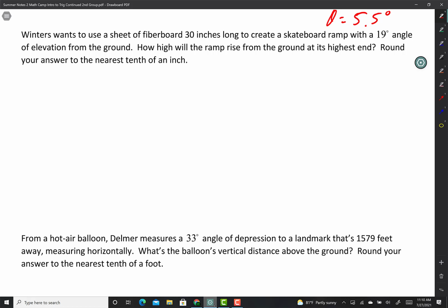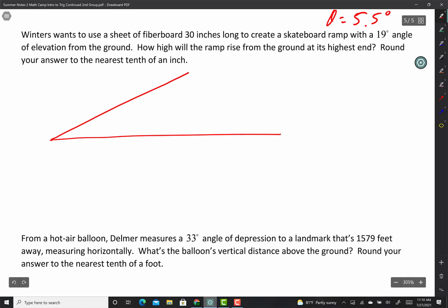Okay, so here's what I understand. I have the floor, and I have a ramp. That ramp goes something like that, and it's 30 inches long. And then I want to know how high you are up from that. So here's my right triangle. I want to know that distance here. I know that this angle here is 19 degrees because they tell me that's an angle of elevation, which means going up on the ground. How do we feel? Perfect.